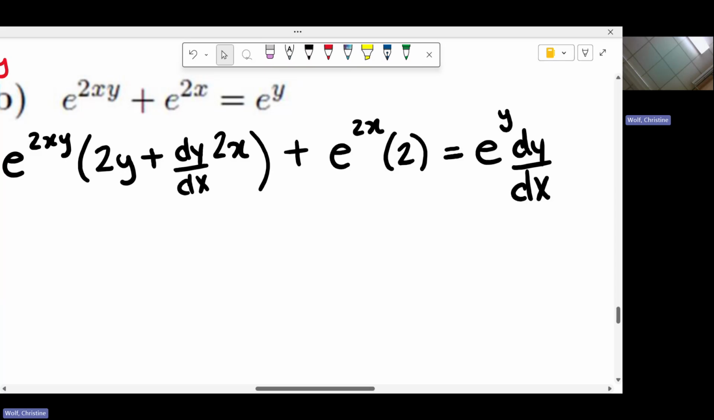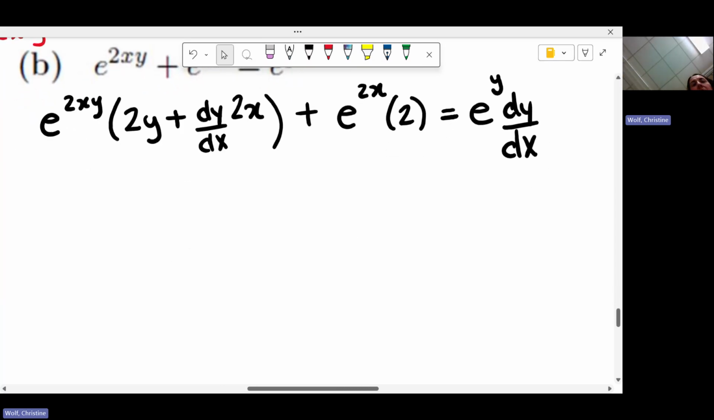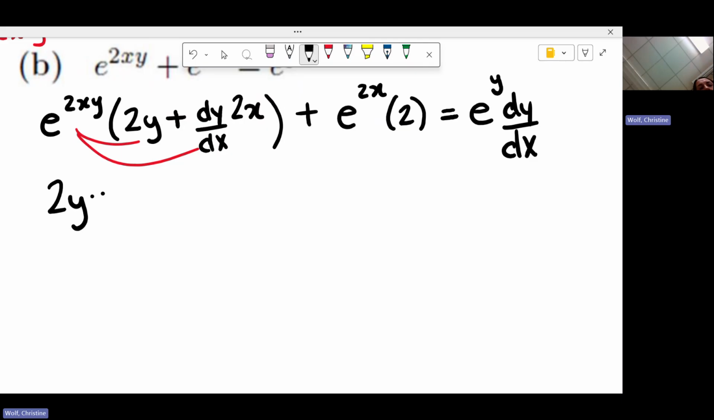Okie doke. So unfortunately, again, we have that distribution thing, so I have to break him out. So let's distribute. e to the 2xy times 2y becomes 2y times e to the 2xy. Okie doke. On to the next. When I multiply that second guy, I always put the 2x in front. It doesn't matter though. And then I have the e, and then I also have a dy dx.